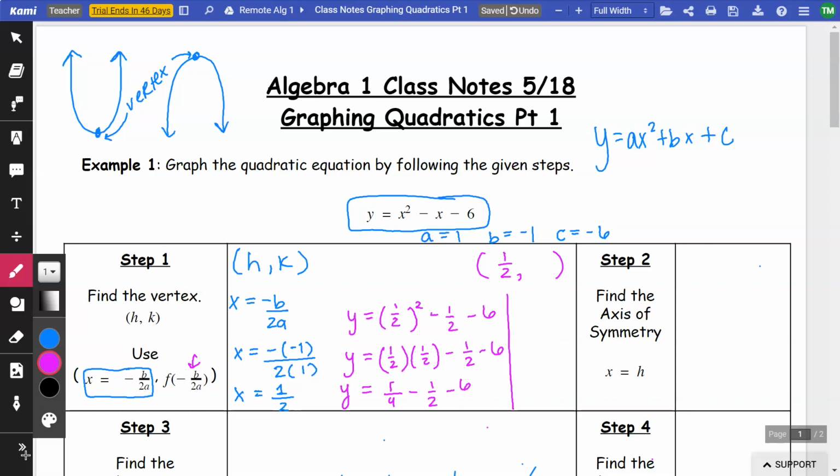And now we have a bunch of fractions that we need to subtract from each other. We'll put this one over 1. So I'm going to change all of the denominators to 4. I'm going to have to multiply this 1/2 by 2 over 2, and this one by 4 over 4. So we're going to have y is equal to 1/4 minus 2/4 minus 24/4. So y is equal to 1 minus 2 is negative 1, minus 24 is negative 25/4. So our vertex is at (1/2, negative 25/4).